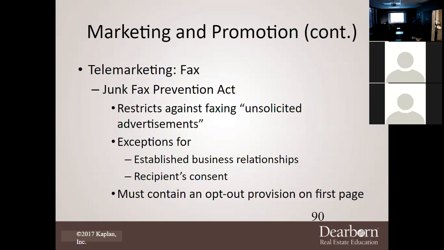Okay. So there are exceptions, though. If you have an established business relationship or if the recipient gives consent, you can send them stuff. But you have to contain an opt-out provision on the first page. Imagine if, Travis, you were doing a listing, trying to recruit somebody or tell them about your open house, and you sent them like 5 pages in a fax.